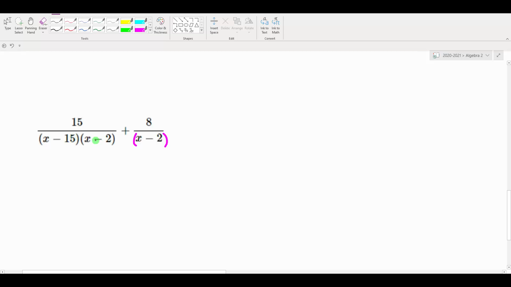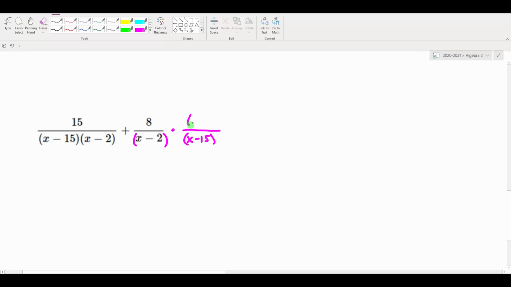All right, so whenever you add or subtract fractions, you have to have the bottoms of your fractions be the same. So currently, when I look at this fraction, this one has an x minus 15 and an x minus 2. This one only has an x minus 2, so they're not the same. But I can fix that by multiplying by whatever it's missing, right? So if this one has an x minus 15, well, I can multiply by x minus 15 in the top and in the bottom.